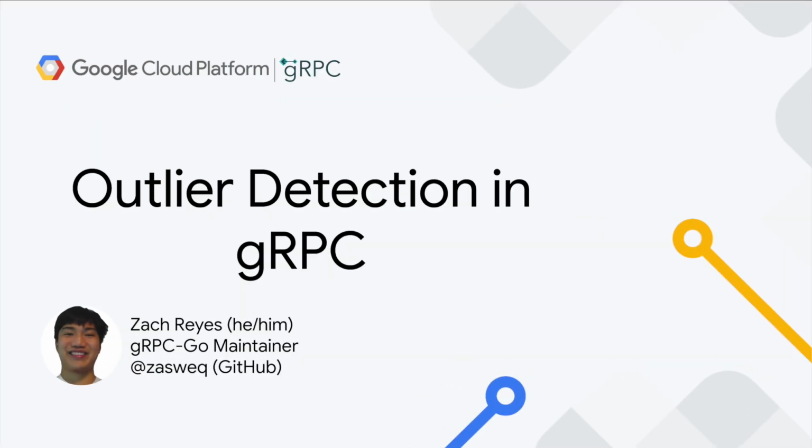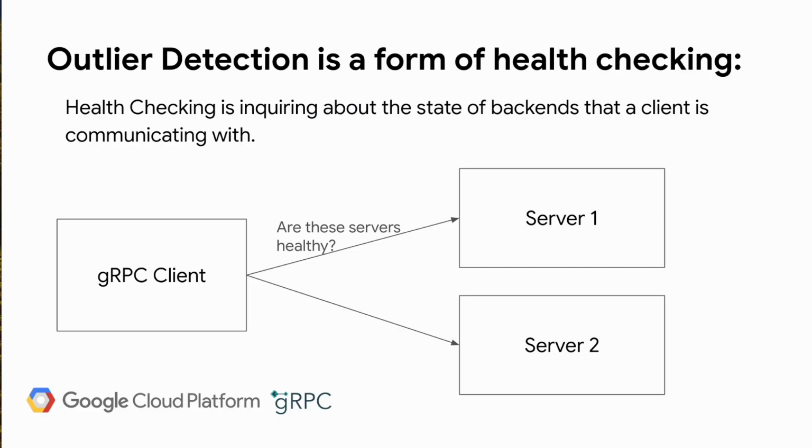Hello everyone, my name is Reyes and I'm a software engineer on gRPC Go, and today I want to explain what outlier detection in gRPC is and how to use it. So what is outlier detection?